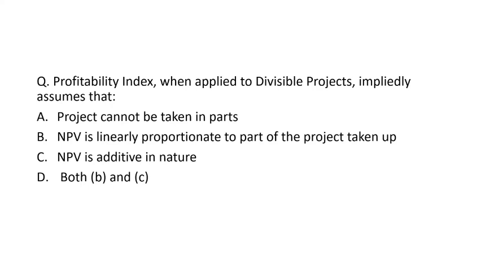Basically, profitability index is also called the benefit cost ratio. When applied to divisible projects, it assumes that the project cannot be taken in parts. Investing in a project is a one-time investment only. You cannot break the project and do your investment again and again. So option A will not be there.